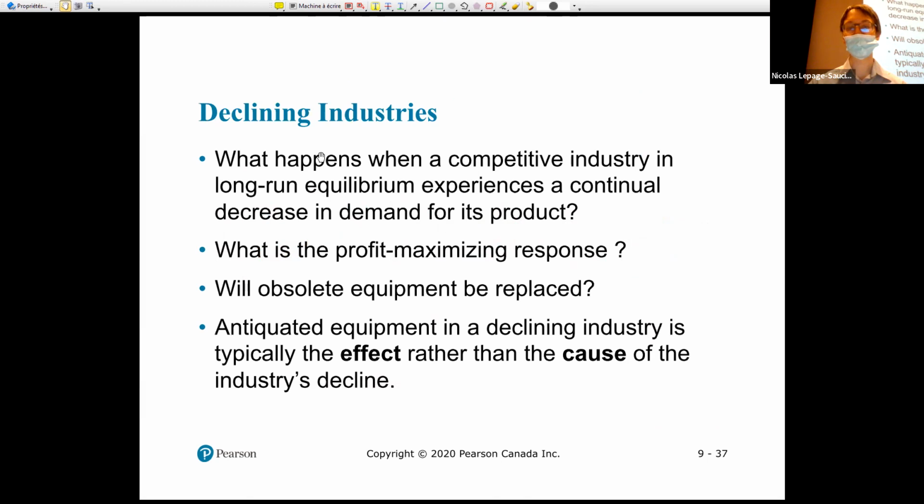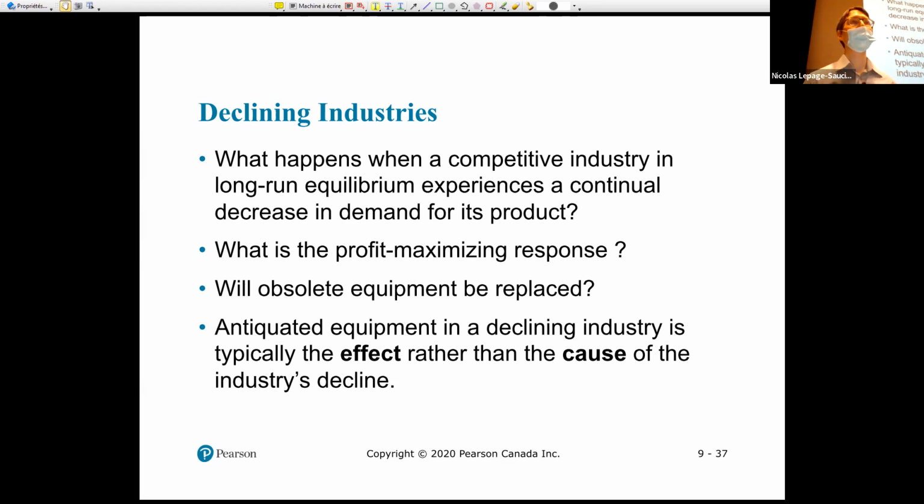Declining industry. So what happens when a competitive industry in the long run experiences a continual decrease in demand? This is a very interesting point. You observe antiquated equipment, but is the antiquated equipment the cause of the declining industry? No, not necessarily the cause. Rather, it's often just the side effect of it.